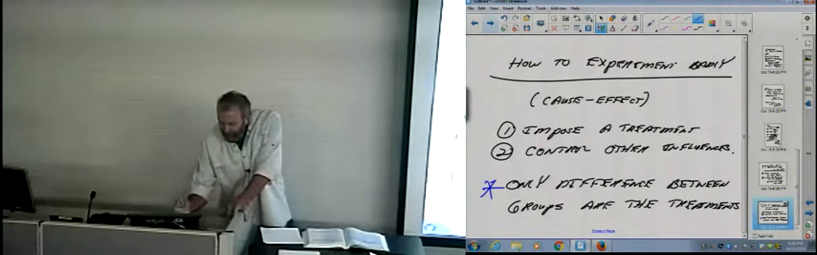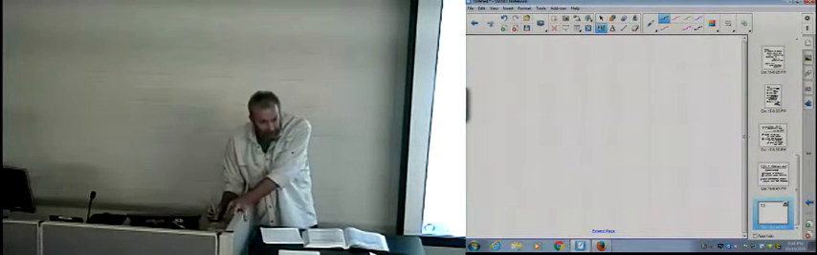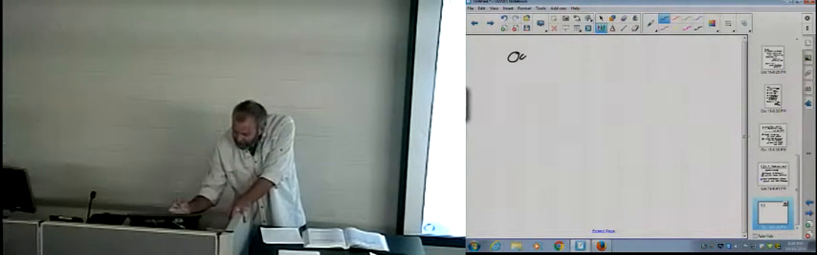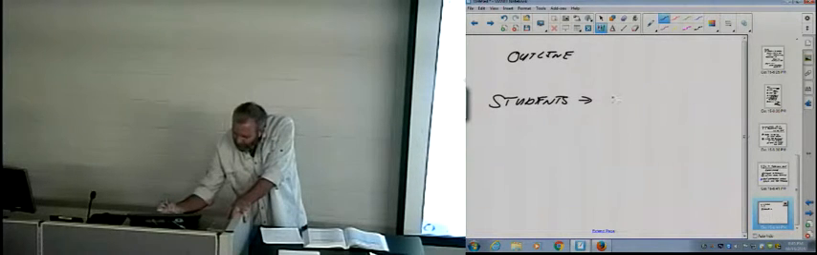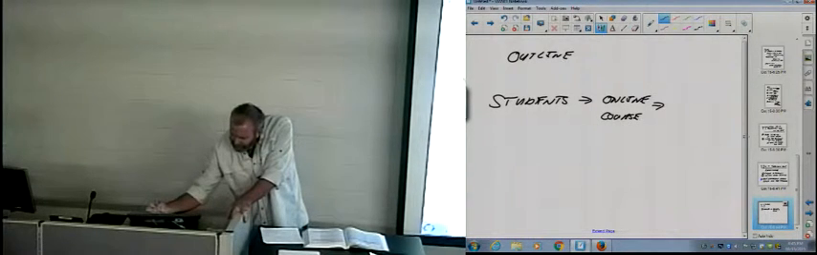Now, we like to draw outlines of experiments. And so the outline here of what is going on is you had your students. They took the online course. And then we looked at their GMAT score.